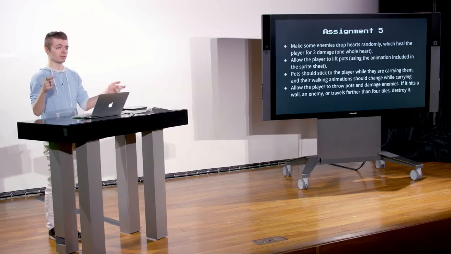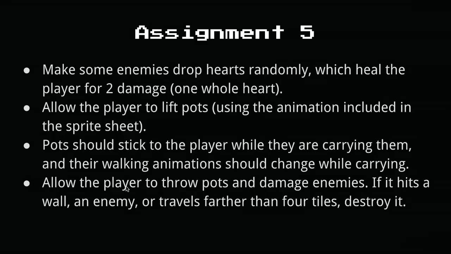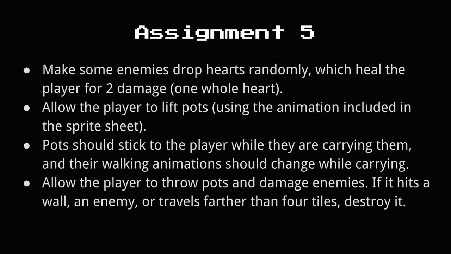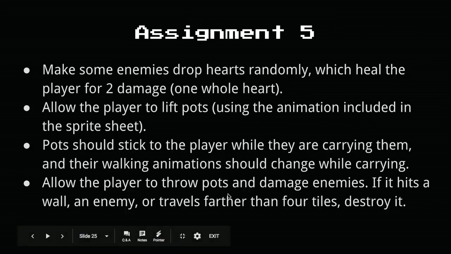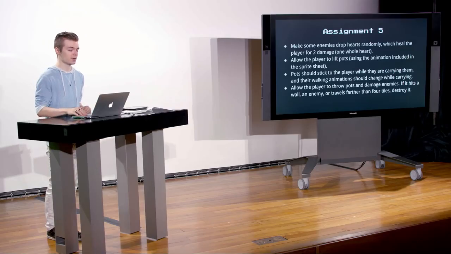Allow the player, lastly, to throw the pot. When you throw the pot, basically turn the pot into a projectile. If it hits one of the walls, break it. You can either just despawn it instantly or have some animation. It's up to you. But if it hits a wall, despawn it, maybe just set some value like render to false. Whatever you want to do. If it hits an enemy, it should damage the enemy by one, just like we've seen already. And if it travels farther than four tiles, in addition to also hitting one of the walls, then destroy it too. So those are the main components for assignment five.